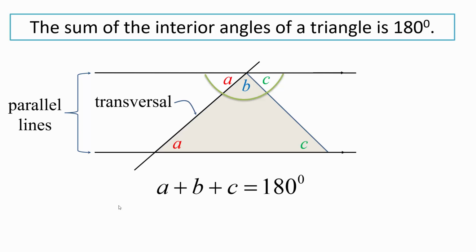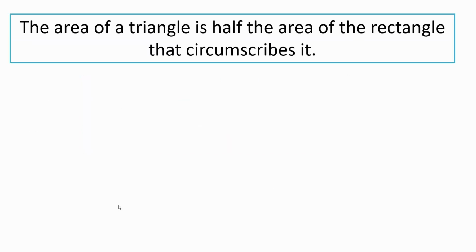A very elegant, simple proof. Do you know the area for a triangle? It's a half base times height, isn't it? Why is there a half in front of the formula? Well, the reason is that a triangle's area is exactly half of the rectangle that circumscribes it.